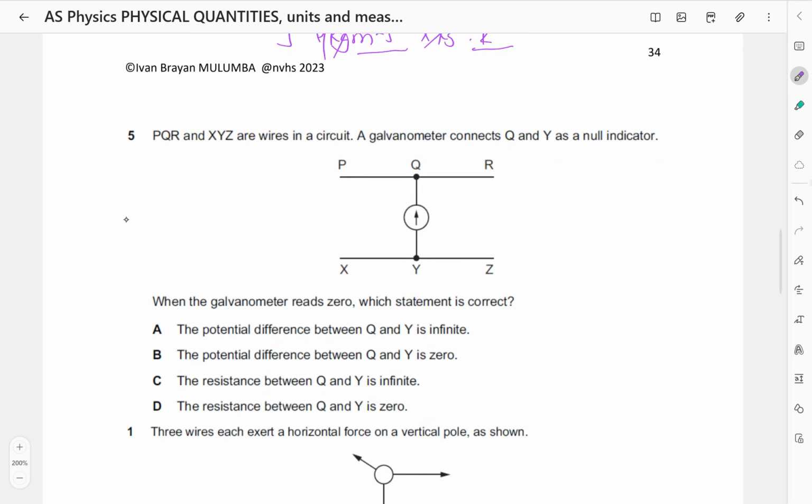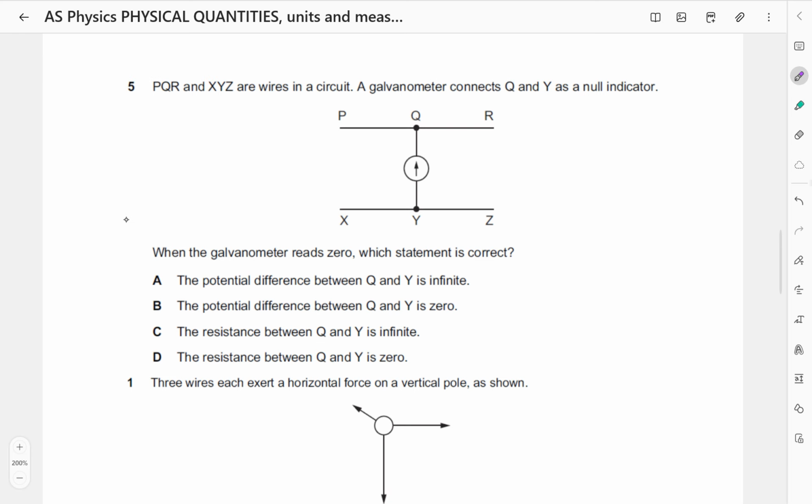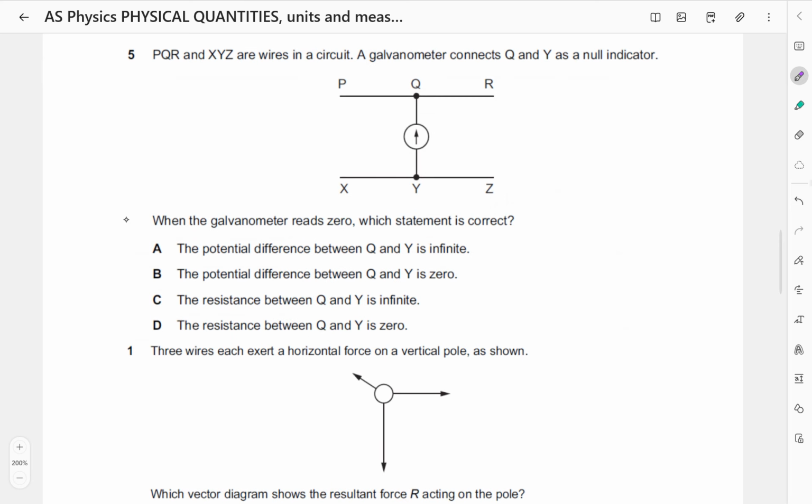P, Q, R, and X, Y, Z are wires in a circuit. A galvanometer connects Q and Y as a null indicator. So the galvanometer will read 0 when the measurement is acceptable. When the galvanometer reads 0, which statement is correct?